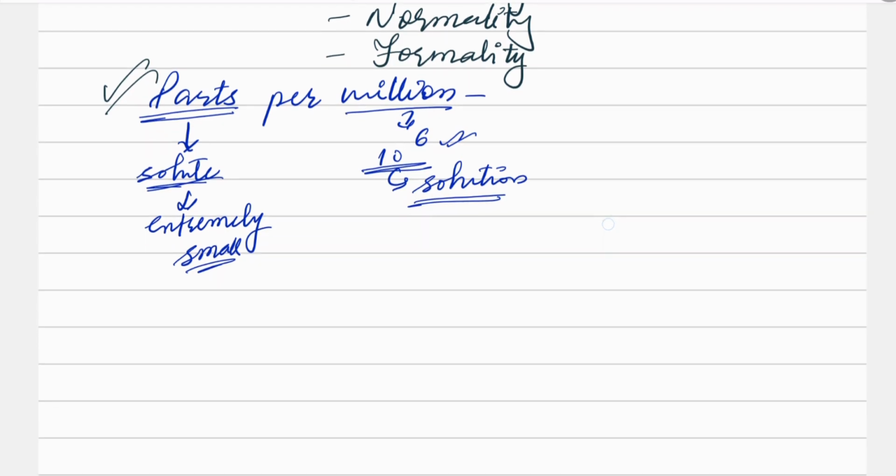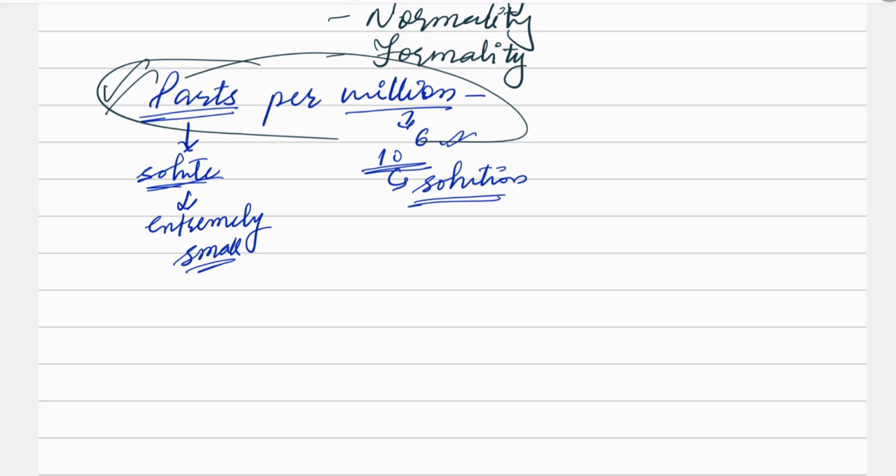For example, if you have been told that in a particular given sample of water, what is the concentration of oxygen, or what is the concentration of nitrates. For those very small amounts, we are going to use parts per million as the concentration term.